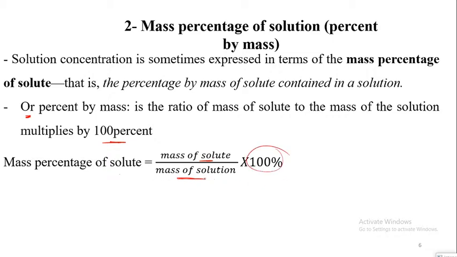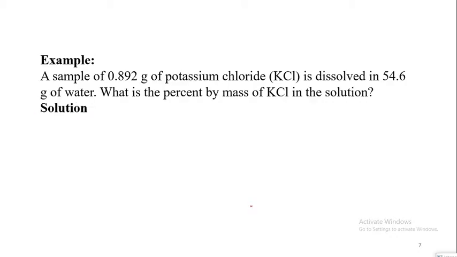Remember, this is the mass of the solution, which should be equal to the mass of the solute plus the mass of the solvent. Let's take an example. A sample of 0.892 grams of potassium chloride is dissolved in 54.6 grams of water. What is the percent by mass of potassium chloride in the solution? So now I have the potassium chloride grams and my solvent, the water, is equal to 54.6, and I need to calculate the percent by mass of the potassium chloride.